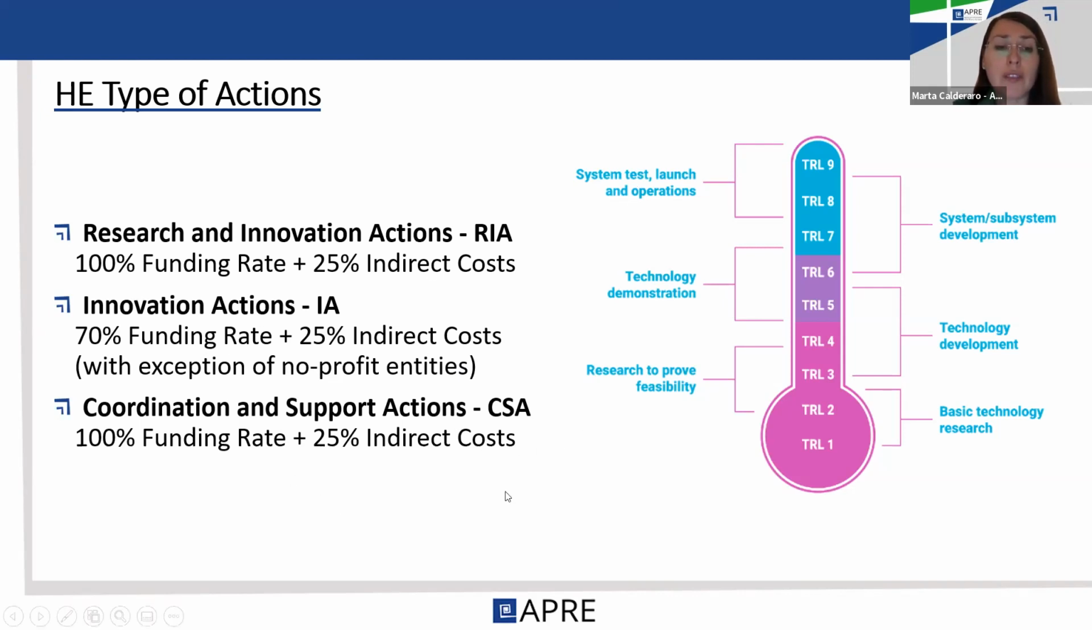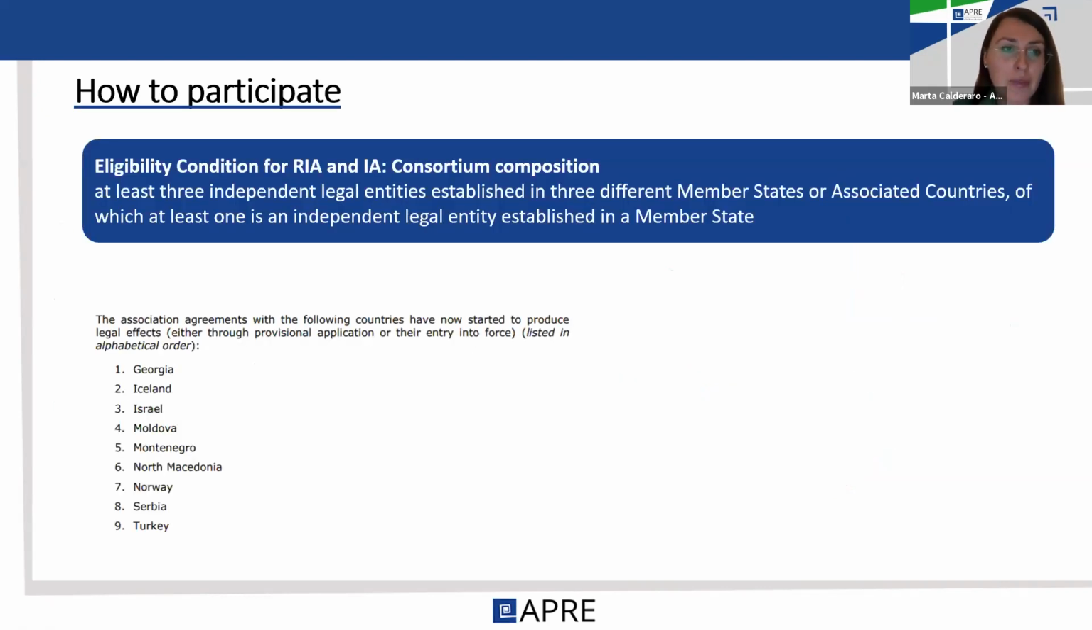And then, of course, we have the coordination and support action, where the European Commission is more supporting the community building phases and is supporting as well actions that could give support in defining the future research and innovation priorities.